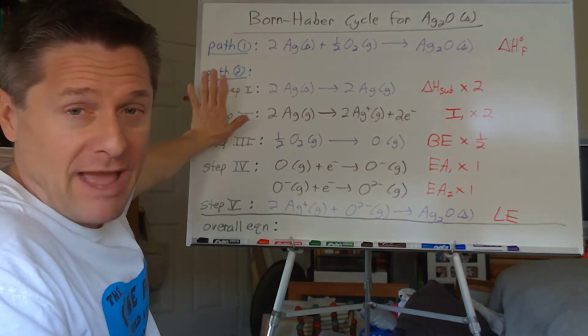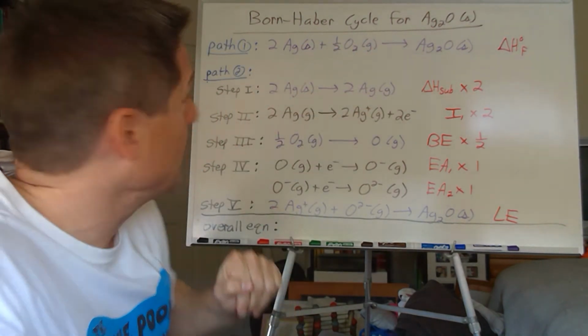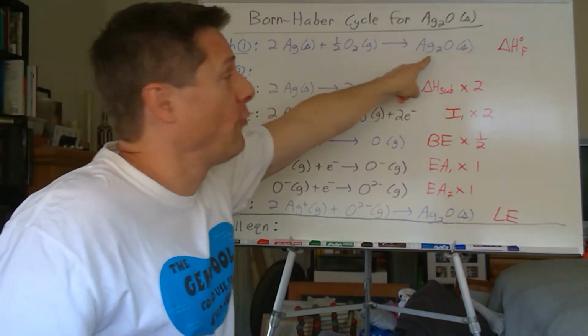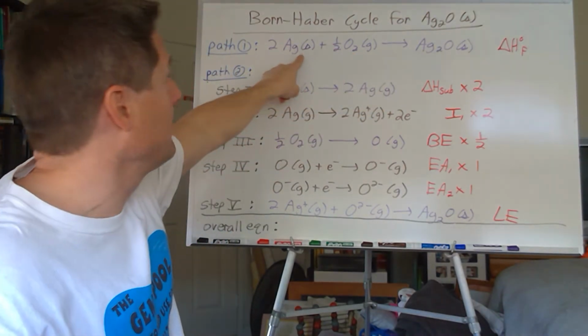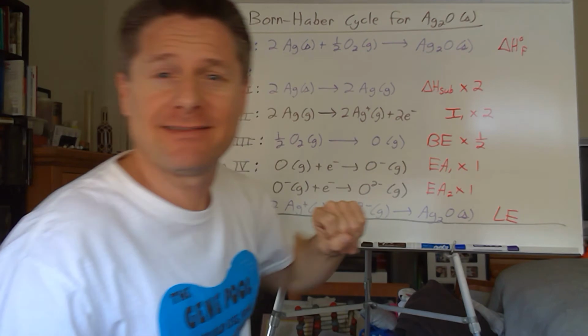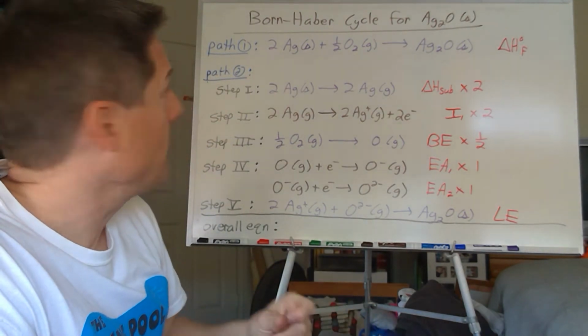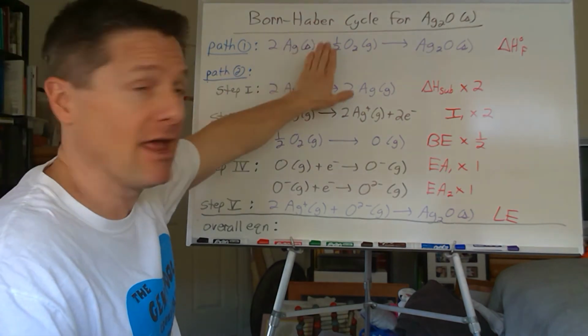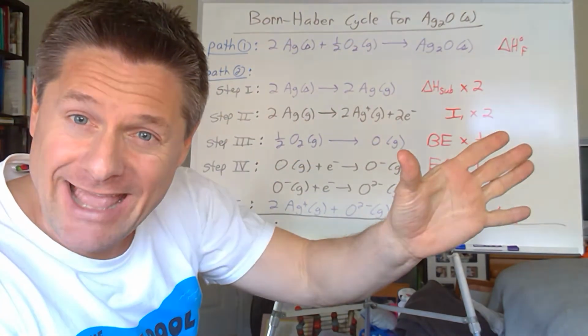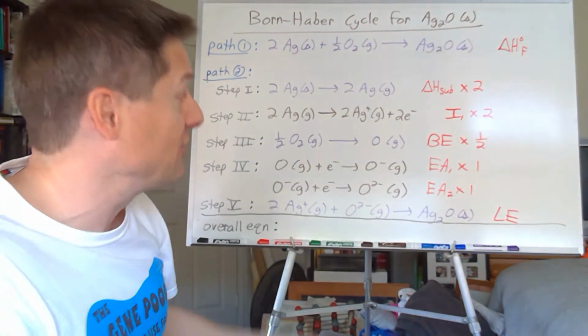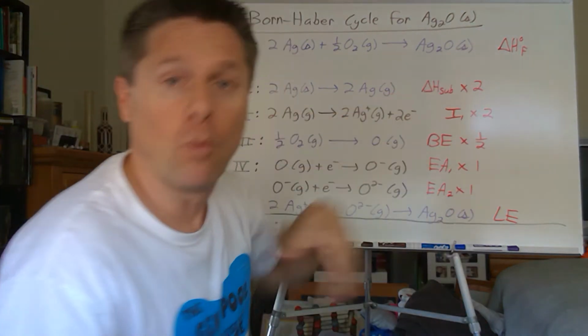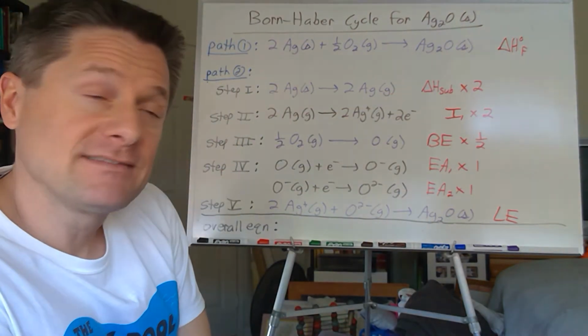So remember, we got 2 pathways. Let's do it for silver oxide specifically. Path 1, you just form 1 mole of that solid from its elements in their standard states, and that's the standard heat of formation, right? You can read from a table. Path 2, we're going to get from the elements in their standard states to the ions in the gas phase and then combine them using the lattice energy, and that will leave us with 1 mole of the ionic solid, right?